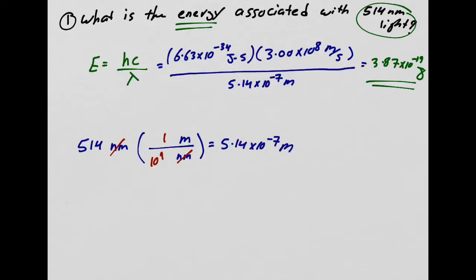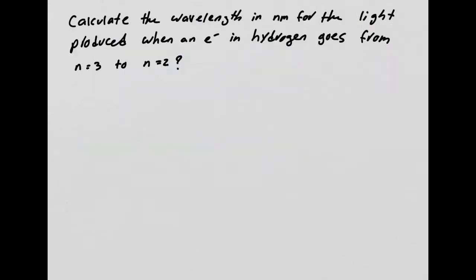Okay. Let's do our next practice problem. And our next practice problem is really good. It's going to bring everything home. You'll see. All right, let's do this. Here is our next problem. Calculate the wavelength. So I'm asking you for wavelength, okay? When an electron in a hydrogen atom goes from N3 to N2.